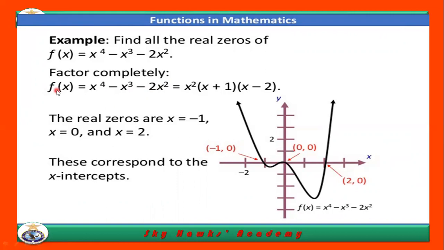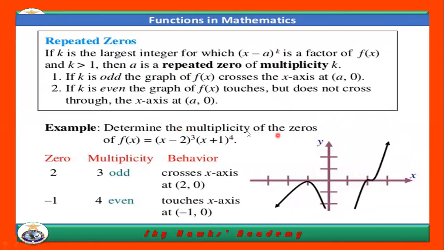So here x is equal to 0. This is the point, the origin, and these are the real zeros. Now repeated zeros: if k is the largest integer for which (x minus a)^k is a factor of f(x), and k is greater than 1, then a is a repeated zero of multiplicity k. If k is odd, then the graph of f(x) crosses the x-axis at a. If k is even, the graph touches but does not cross the x-axis.